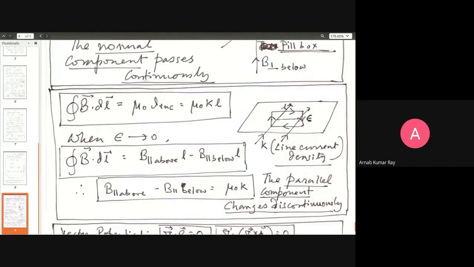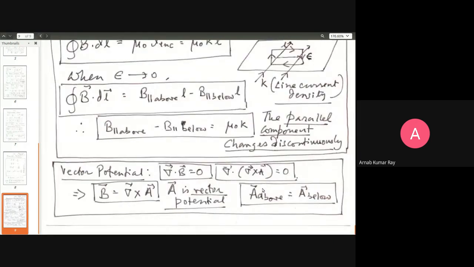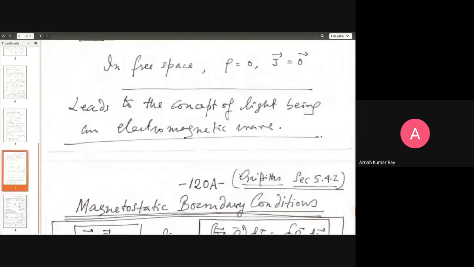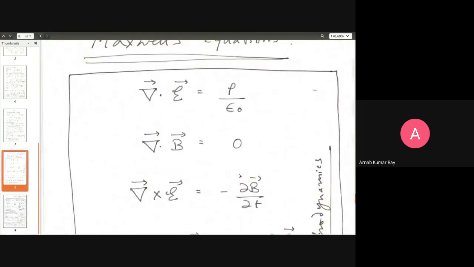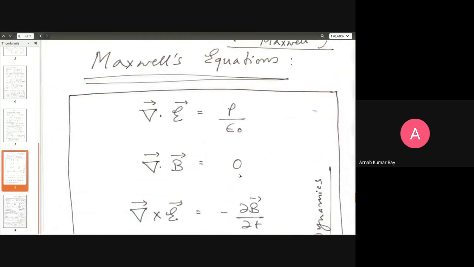In fact, it's far easier than this. You can check your notes on electrostatics, where we have done something similar for the electric field, and just doing something over here so that the vector potential above and below will be the same. Anyway, let me go back to this page here, page number 120.